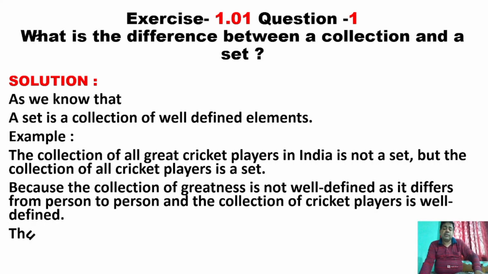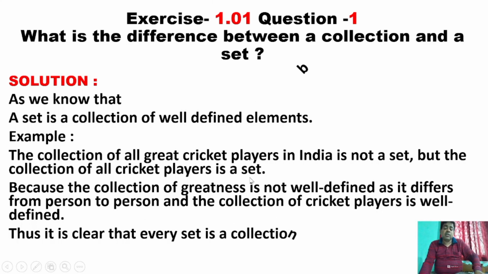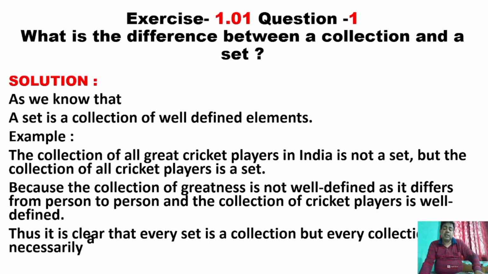So every set is a collection, but every collection is not a set. Why? Because the elements should be well defined. Thus it is clear that every set is a collection, but every collection is not a set. This is the basic difference between a collection and a set, because every set is well defined, but every collection is not well defined.